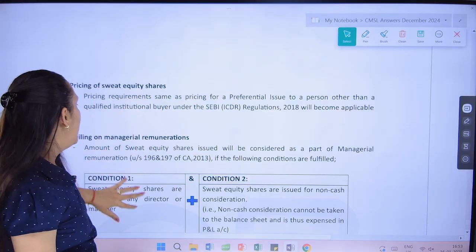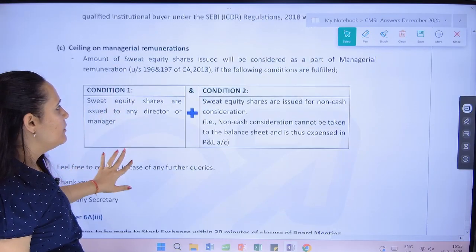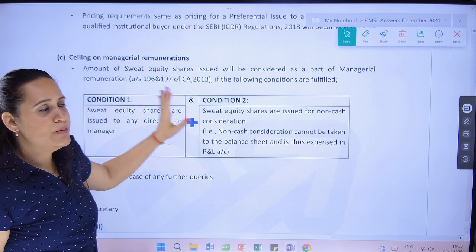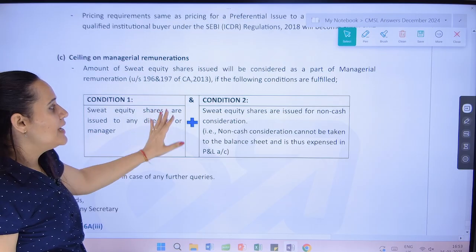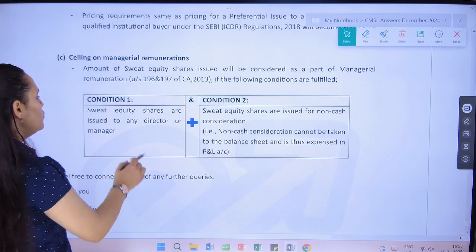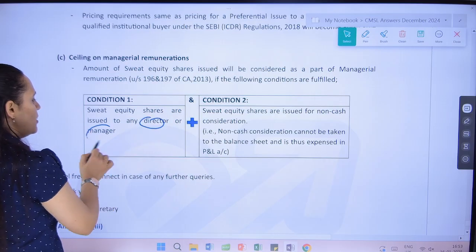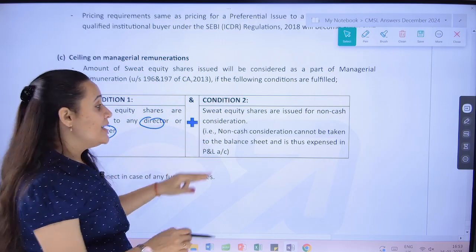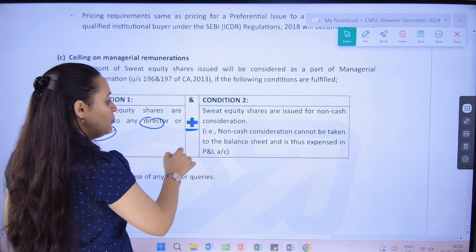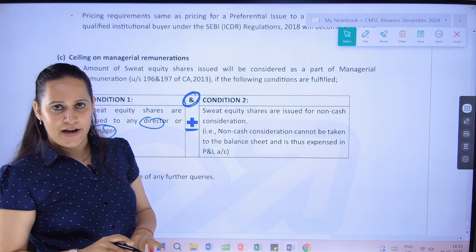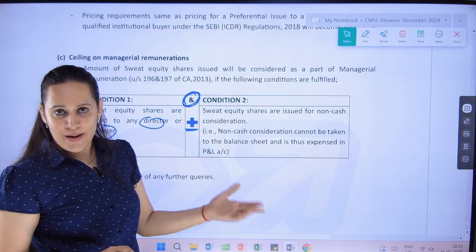You can mention that. And what is the ceiling on managerial remuneration? Again, the amount of sweat equity shares will be considered as a part of the managerial remuneration under Companies Act if the following two conditions are fulfilled. If the sweat equity shares are issued to any director or manager, then it is going to come under the ceiling. Plus, it should satisfy one more condition. Only if both the conditions are satisfied, it is going to be included in the ceiling of managerial remuneration, or else it is going to be excluded.